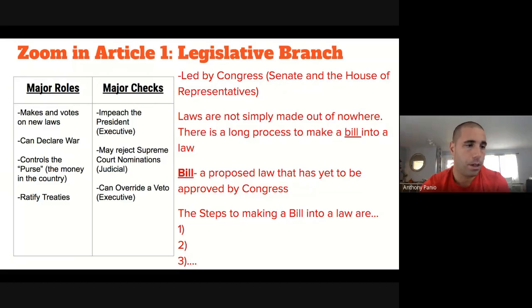Okay. So last week on Friday, we did the checks and balances as well. So we saw some of those major roles. What are some of the major checks that they have? The legislative branch has the most checking power in our country. And again, the intention was, since our people are making up.